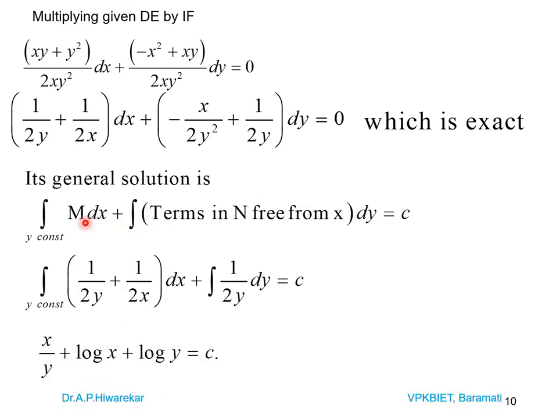Its solution is given by the formula: integration of M dx assuming y constant, plus integration of terms in N free from x dy, is equal to 0. So ∫(1/(2y) + 1/(2x)) dx, and this term we do not consider because it consists of x, so it is ∫1/(2y) dy = 0. 2 is common, we can cancel it. Integration of dx is x, so it is x/y. Integration of 1/x dx is log x. Integration of 1/y dy is log y. So it is x/y + log x + log y = 0 as the final answer.